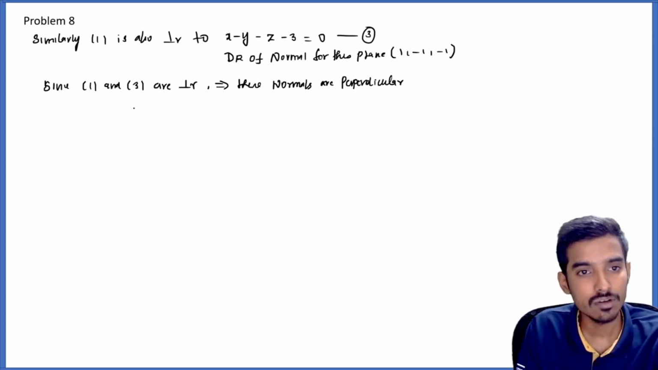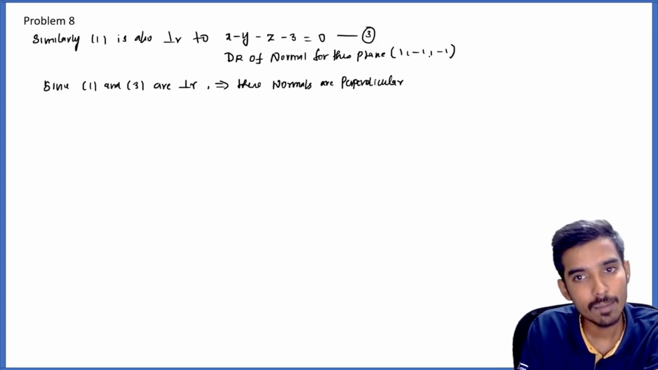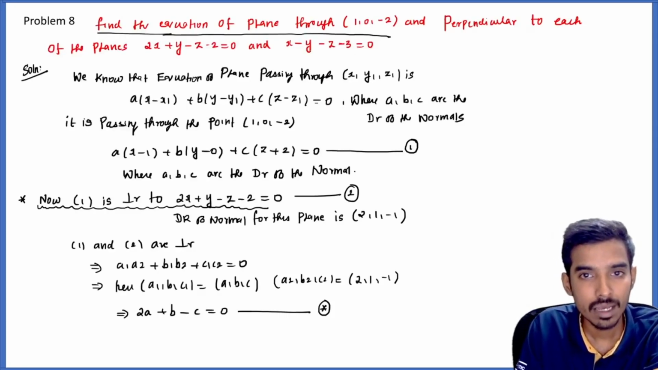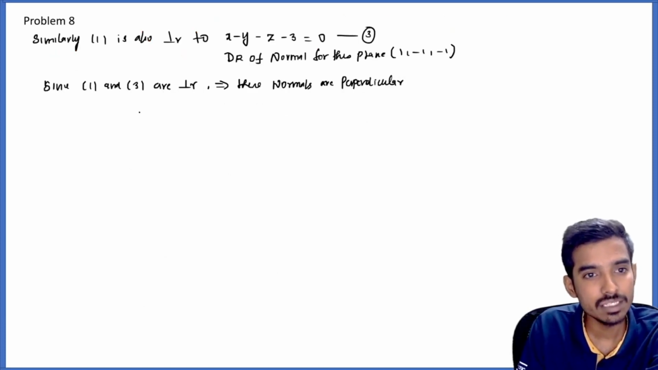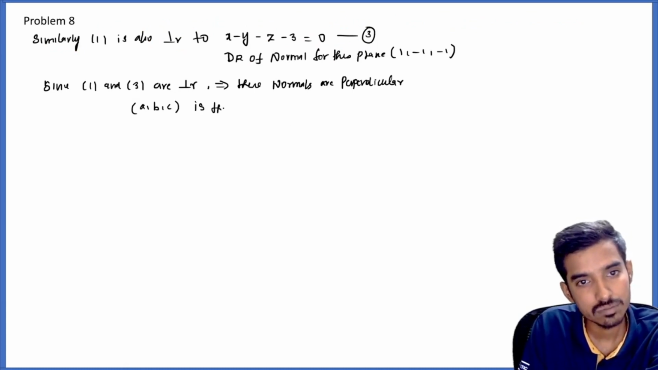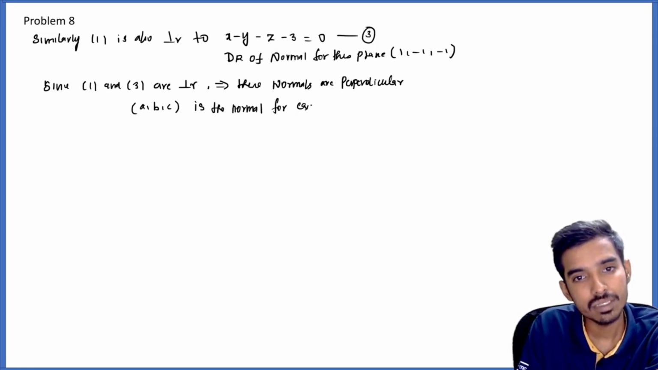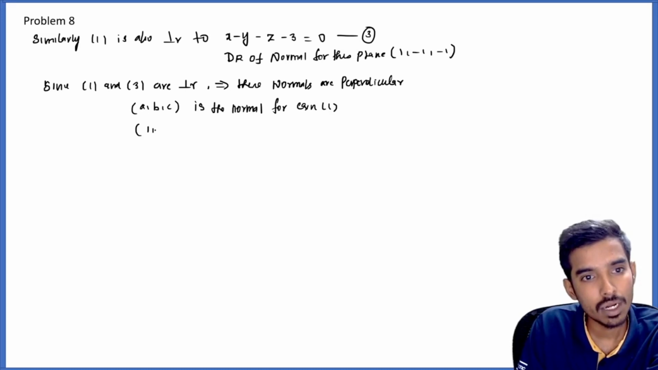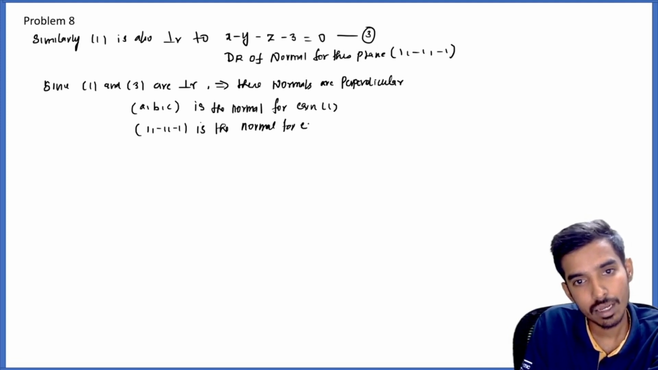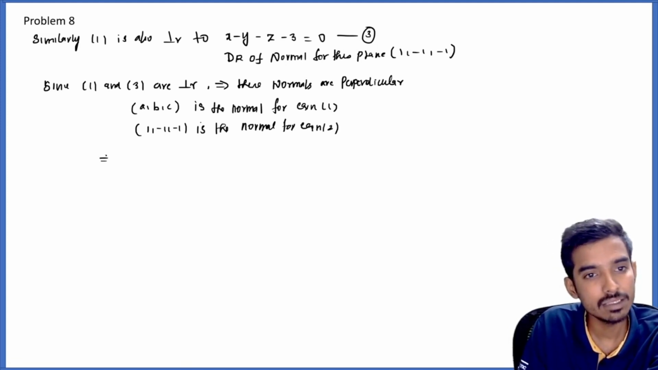Very simple. So their normals are perpendicular. So 1, minus 1, minus 1 is the normal for this plane, and A, B, C is the normal for the first plane. That means A, B, C is the normal for equation number 1, and 1, minus 1, minus 1 is the normal for equation number 2. So they are perpendicular. This implies A minus B minus C is equal to 0, because 1 is perpendicular to 3, right?